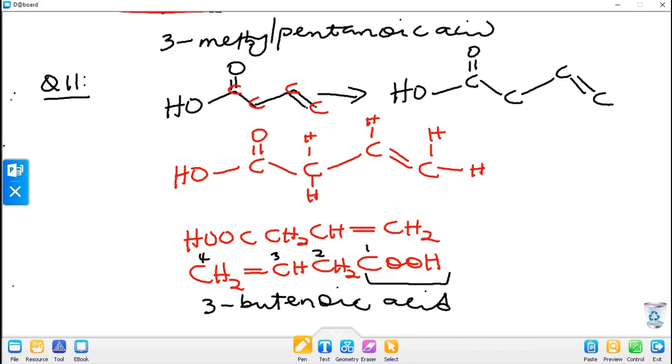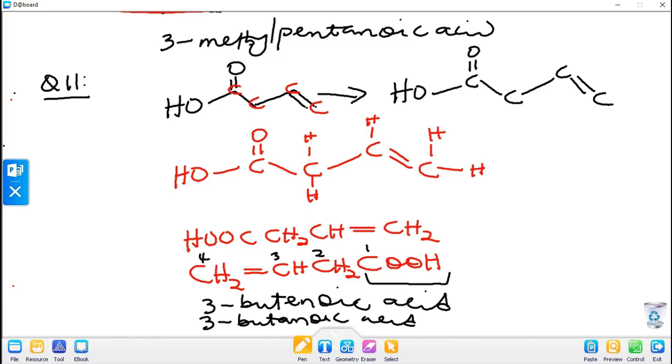It is not butanoic acid. It's not butane. It is not a single bond. If it is a single bond, it could have been 3-butanoic acid, as in it could have been 3-butane. You see that? Then oic acid. If it were to be a single bond, it could have been butanoic acid. But since it is not like that, it cannot be 3-butanoic acid because alkanes don't have double bonds.